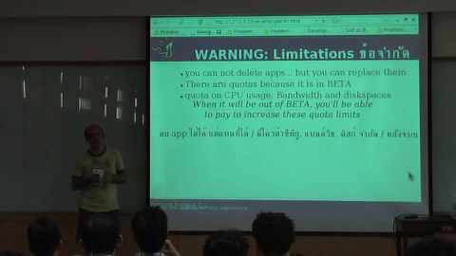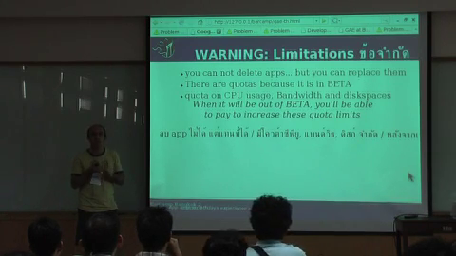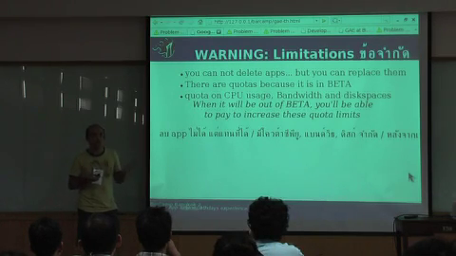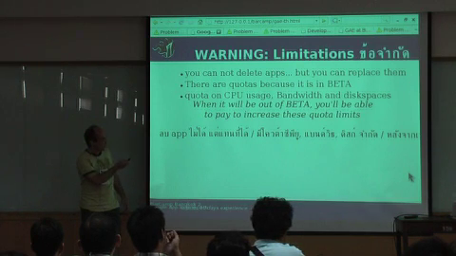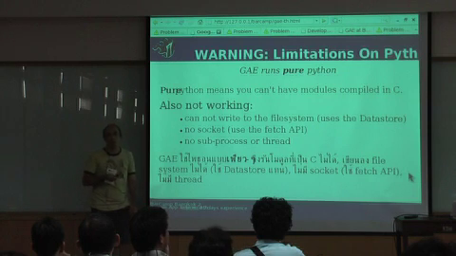Another limitation is that they limit you on the bandwidth you can use, they limit you on the CPU you can use, and they limit you on the disk space you can use. When Google App Engine is out of beta, you will actually be able to pay and increase your quota. You have other limitations, and this one you won't be able to change.